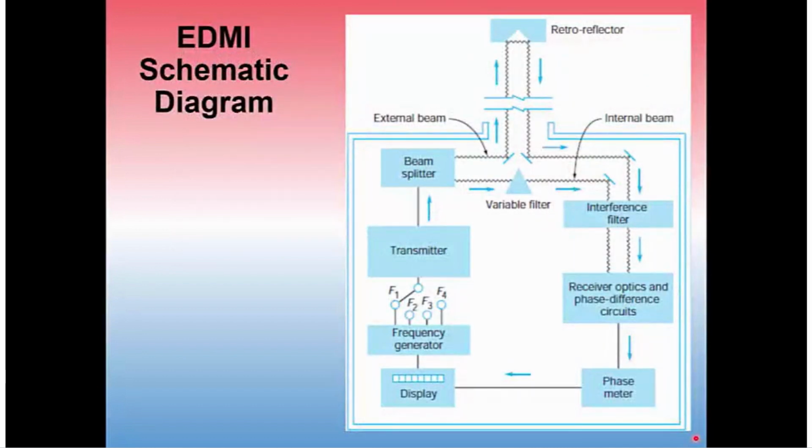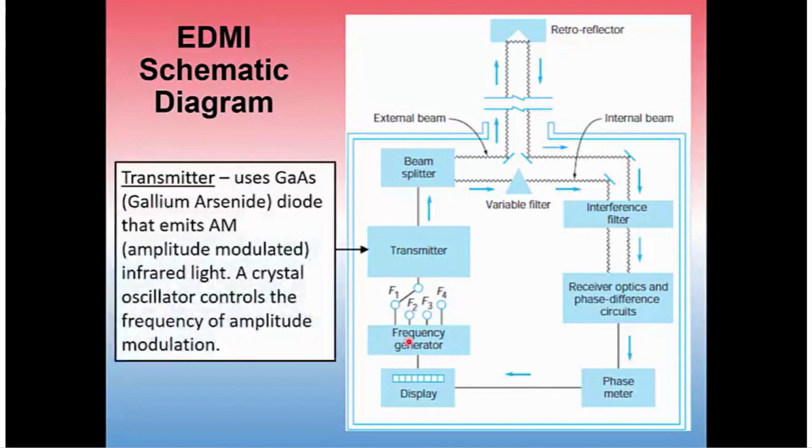Here is the EDMI schematic diagram. As you can see, it includes several components, starting with the transmitter through the system clock to the display and the frequency generator. The transmitter uses a gallium arsenide diode that emits amplitude modulated infrared light. A crystal oscillator controls the frequency of the amplitude modulation.